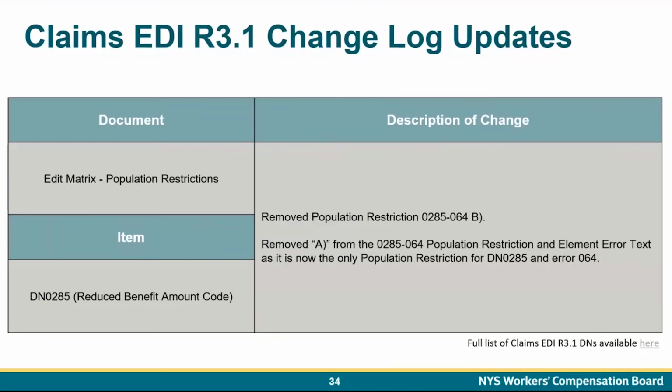Changelog item 216, remove population restriction 0285064B on the SHROI 02 for reduced benefit amount code, since it had been determined that this population restriction is no longer necessary as reduced earnings cannot be updated on a SHROI 02.